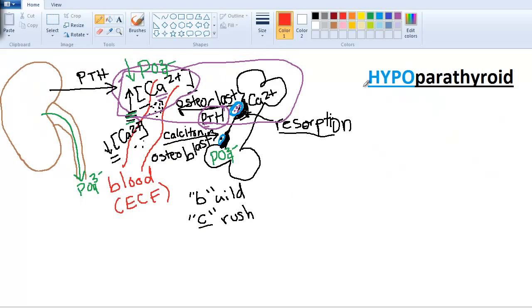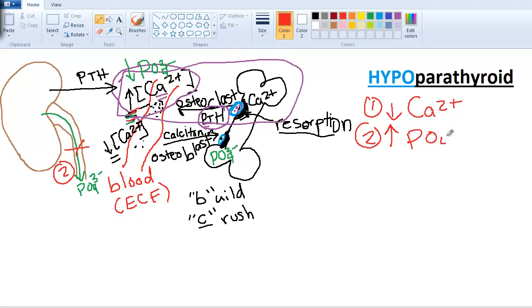hypoparathyroidism. Hypoparathyroidism now is going to be the opposite. So instead of high calcium levels, it's going to cause low calcium levels, so hypocalcemia. And then over here, this is not going to happen, so we're going to instead end up with high levels of phosphate in the blood. So what does this low calcium, this hypocalcemia, cause?